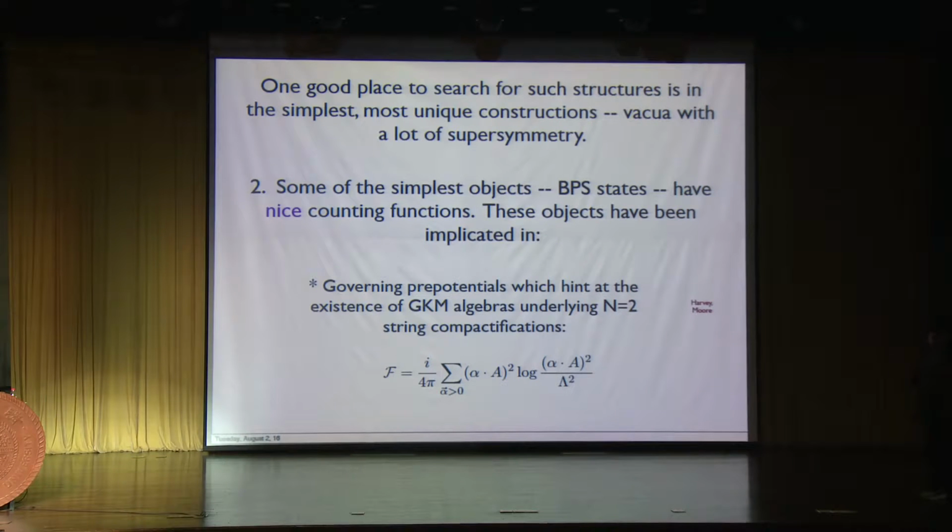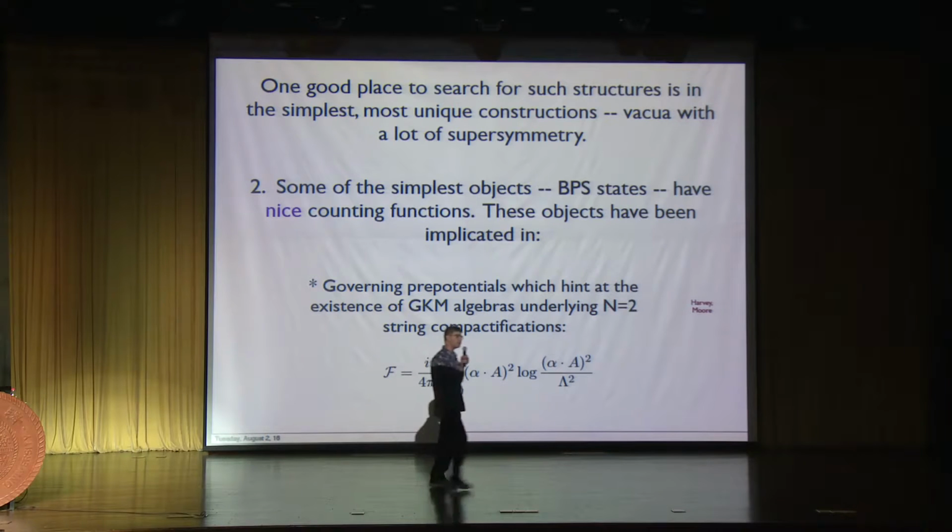Now, one good place to look for such structures in the more complicated context of string theory would be in the simplest, most unique solutions that are available. And these are, for many purposes, vacua with lots of supersymmetry. And today I'll confine myself to theories with 16 supercharges. Okay, here's a second motivation.